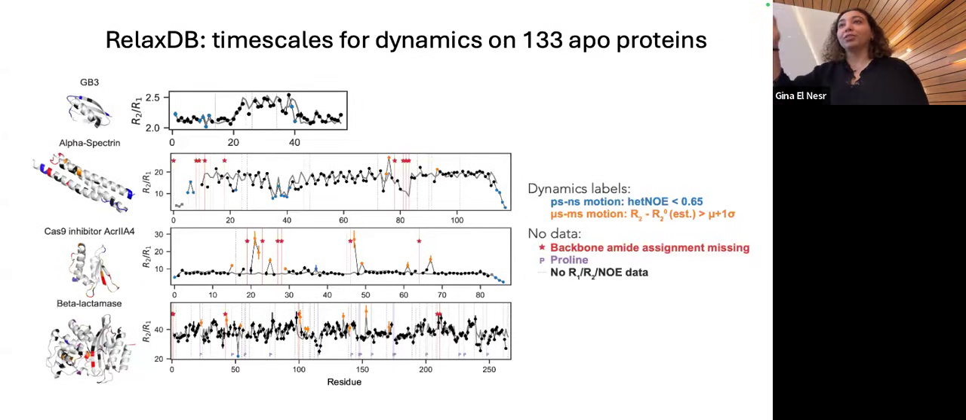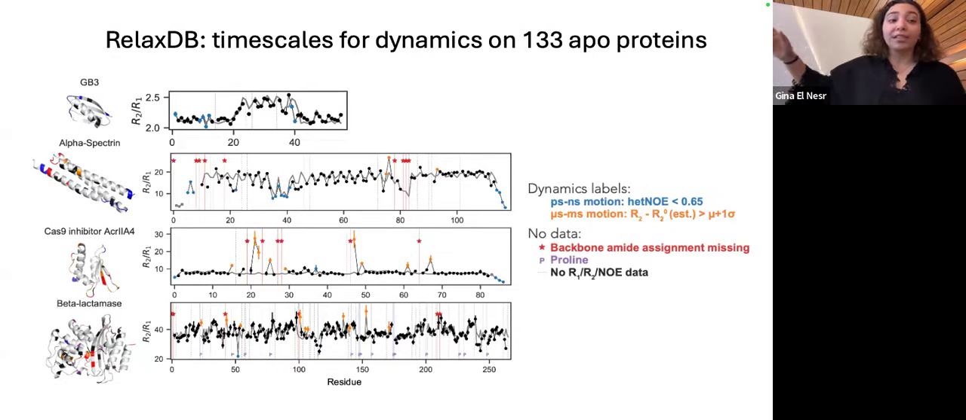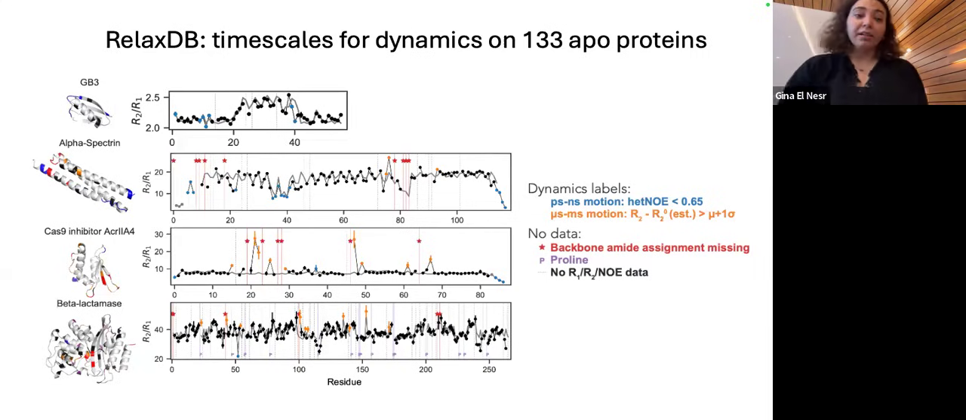Is it a proline? Prolines don't have backbone nitrogens, and it's very difficult to actually see them on the spectra unless you do very fancy NMR. And so is it a proline? There probably isn't data there, or were we just never able to get relaxation dispersion data for that residue for other reasons?